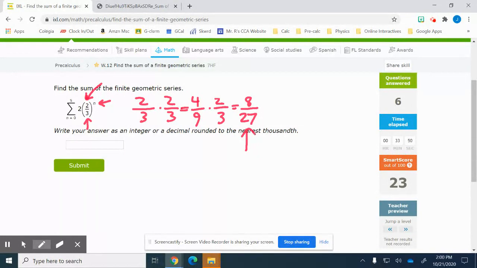You still do it exactly the same way. And then notice here, our n starts at 0 instead of 1. So you have to take that into account. And again, we're going to put a 0 in when we're trying to find A1, which means that this is going to be 1. So our A1 is going to equal 2.